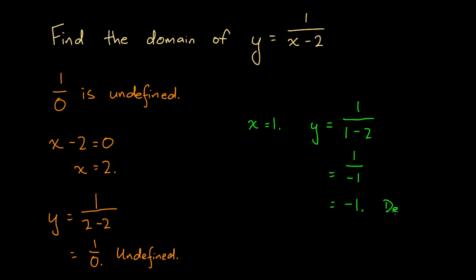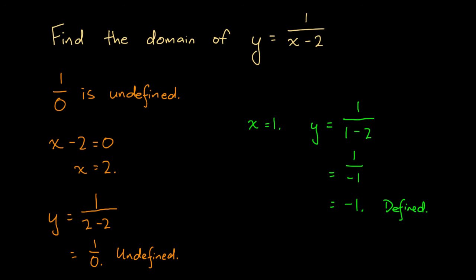This is defined, so this is a valid output. y equals minus 1 is a valid output, and consequently x equals 1 is a valid input for this function. Consequently, x equals 1 is a part of the domain. As I said, we could substitute any other value in here. It doesn't have to be x equals 1, it could be x equals 5 or x equals minus 10, just so long as it isn't x equals 2, because x equals 2 is not part of the domain.